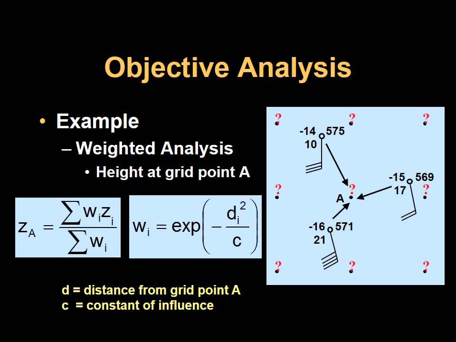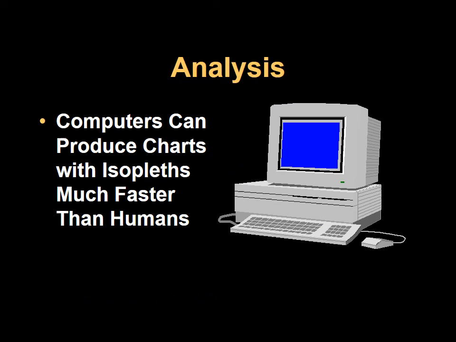And once again, we're not going to get into the mathematics. Just know that there are ways to estimate values, and it's done mathematically so that we don't really include any bias or subjectiveness in our estimate. So computers can do these objective analyses very well. They can do it very fast. We have graphics packages that can also plot those.